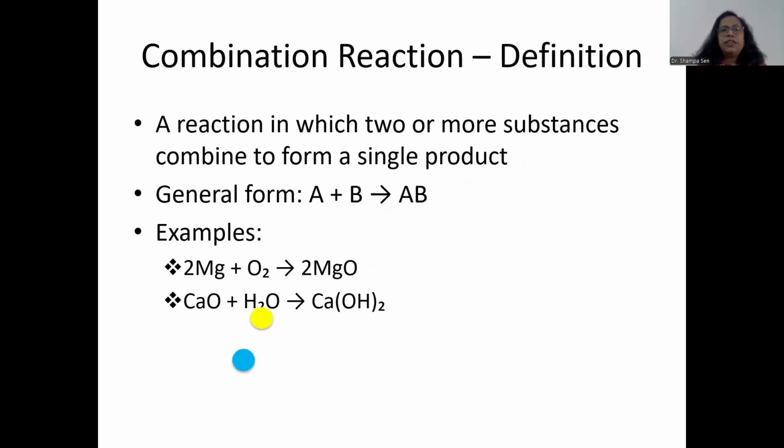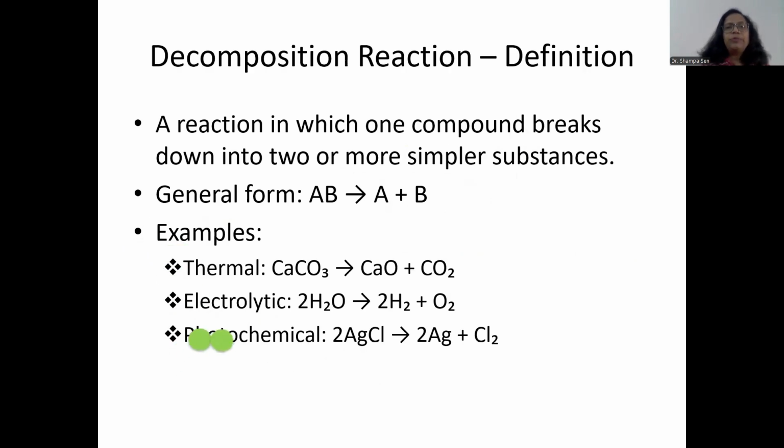So combination reaction, a reaction in which two or more substances combine to form a single product. So the general form will be A plus B giving rise to AB. Examples are given here. 2 moles of magnesium plus 1 mole of oxygen giving rise to 2 moles of magnesium oxide. 1 mole of calcium oxide plus 1 mole of water giving you 1 mole of calcium hydroxide. So all these are combination reactions.